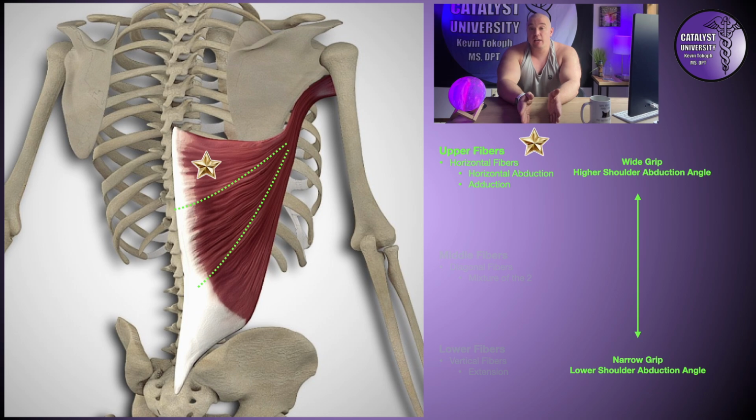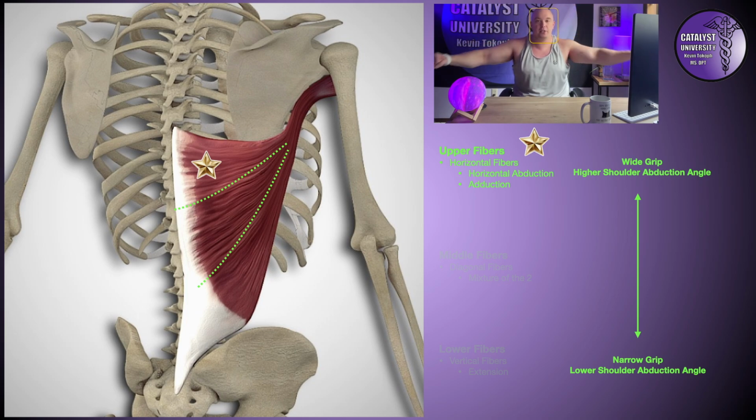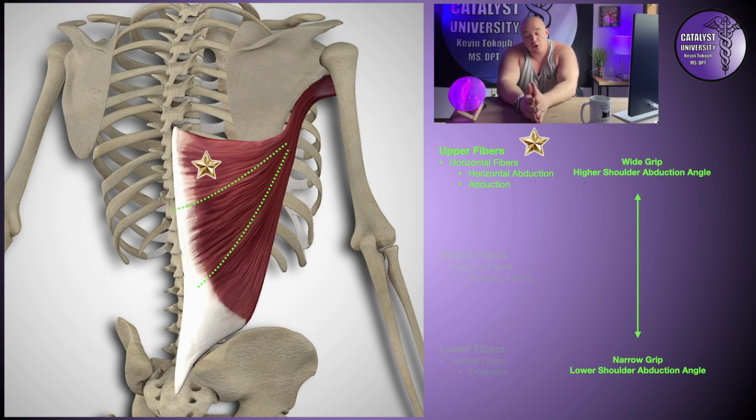So let's begin with the upper fibers. The upper fibers have a much more horizontal trajectory, and being horizontal, they are going to facilitate more actions like horizontal abduction. So if I go to a cable machine, work some rear delts, posterior deltoids, there's no way that I can do this without getting some of the upper lats. Additionally, they're also going to be better at facilitating shoulder adduction, not horizontal adduction, just regular adduction. So coming more down from the sides like that, okay? That's going to be more upper fibers.